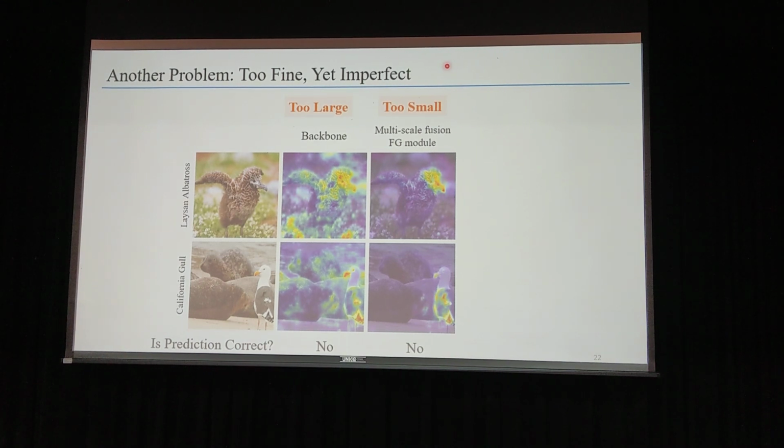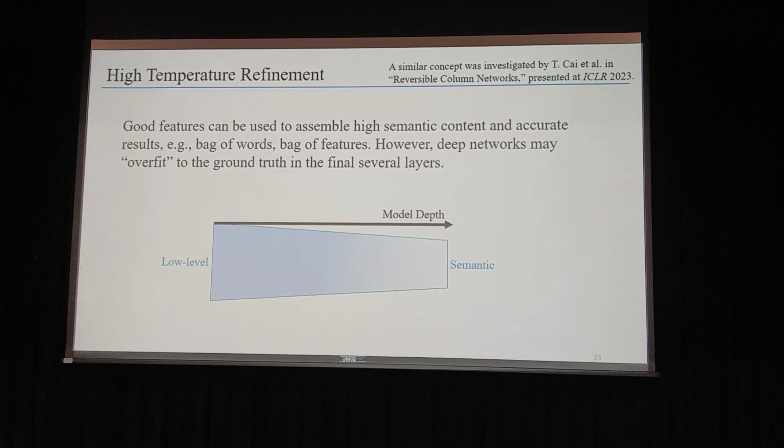Another problem with fine-grained modules is that they tend to filter out excessive information on the feature map. This is because most fine-grained algorithm designs treat anything not belonging to the target category as background. However, sometimes these features should be used for regularization to prevent the model from focusing on areas that are either too large or too small, and to avoid excessive or insufficient emphasis on semantics. This concept suggests that good features can be used to assemble high semantic content and produce accurate results, for example, like backward backup features. However, deep networks may overfit to the ground truth in the final layers, leaving very high semantic precision but excessive focus.